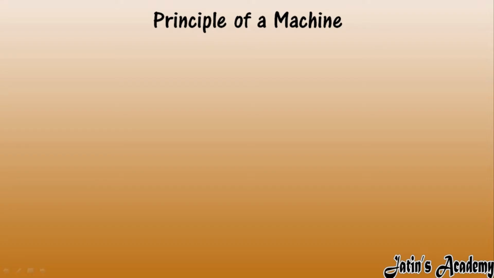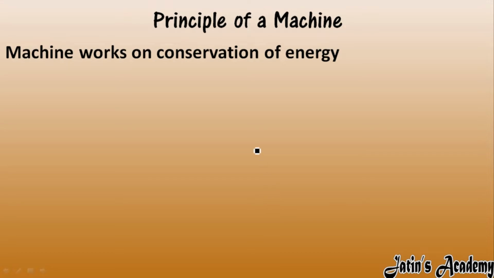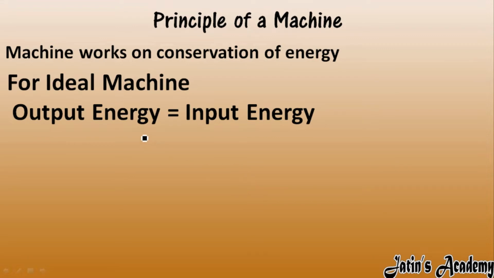The principle on which all these machines actually work is conservation of energy. What is the definition of conservation of energy? Conservation of energy states that energy can neither be created nor be destroyed. It can be transferred from one point to another point. So for an ideal machine, output energy is equal to input energy.